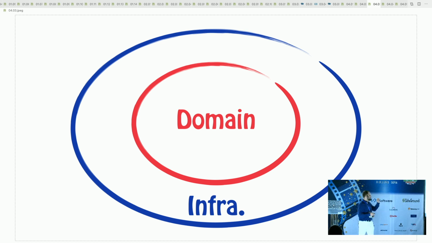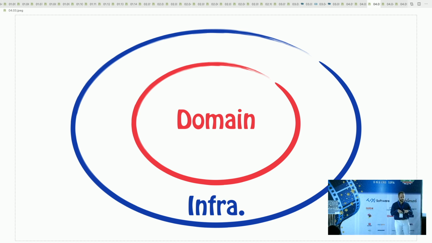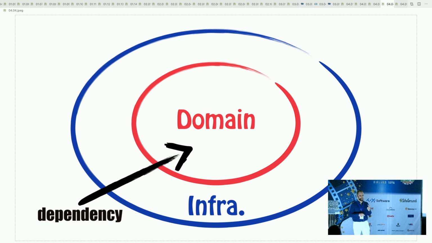And I just didn't draw two potatoes on the screen randomly. I put the domain part at the heart of my architecture. And that's because there is one rule, which is the dependency rule. And that rule says that everything that is outside depends on the inside, but the inside cannot depend on the outside. And this is critical. That means our domain should not know about the infrastructure part.